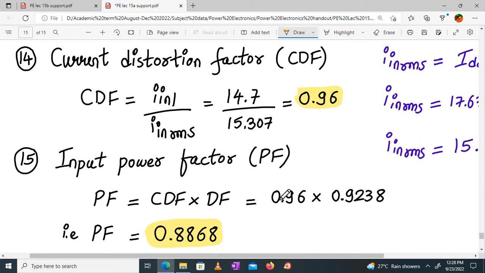Be smart in your exams, huh? I give you a simple example. We can give you in the exam the fundamental current value, that is IN of 1, is 14.7 amperes. And the total input current RMS value is 15.3. Calculate current distortion factor. तुम्हें पता होना चाहिए, remember the basic formula. Calculate power factor if displacement factor is 0.92.